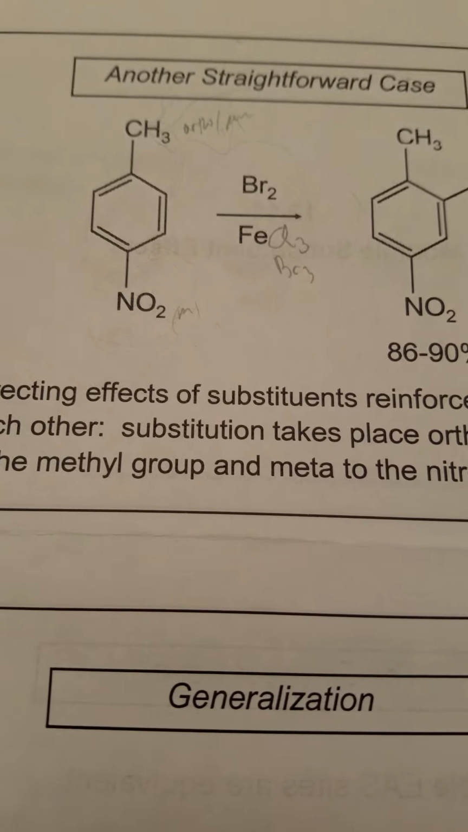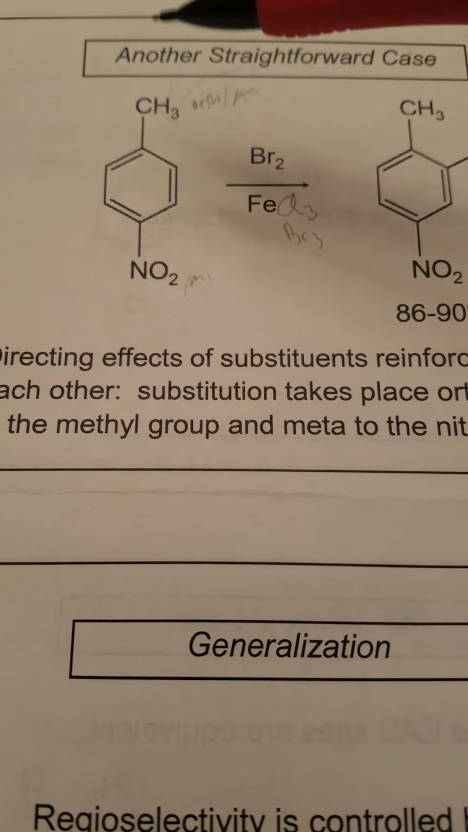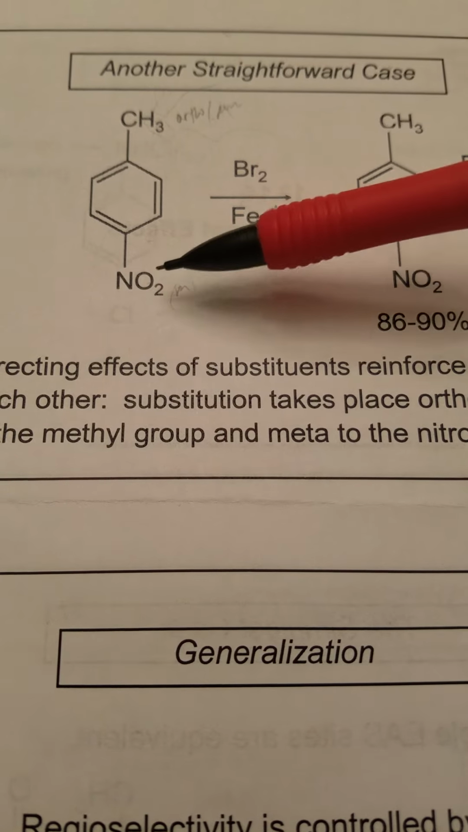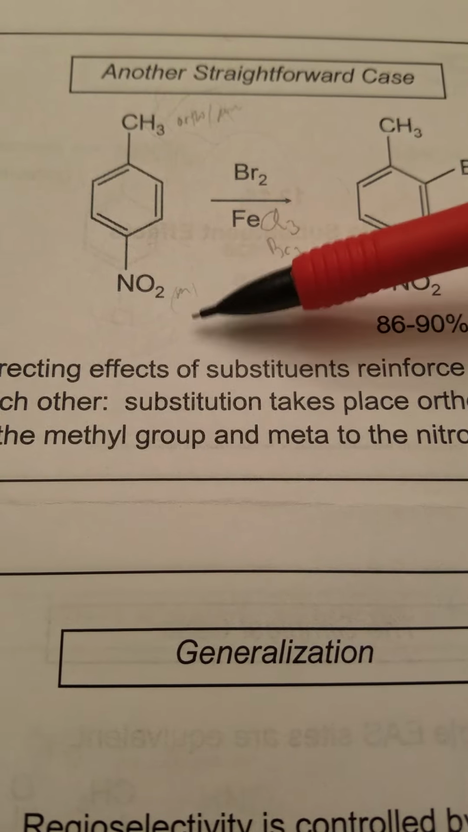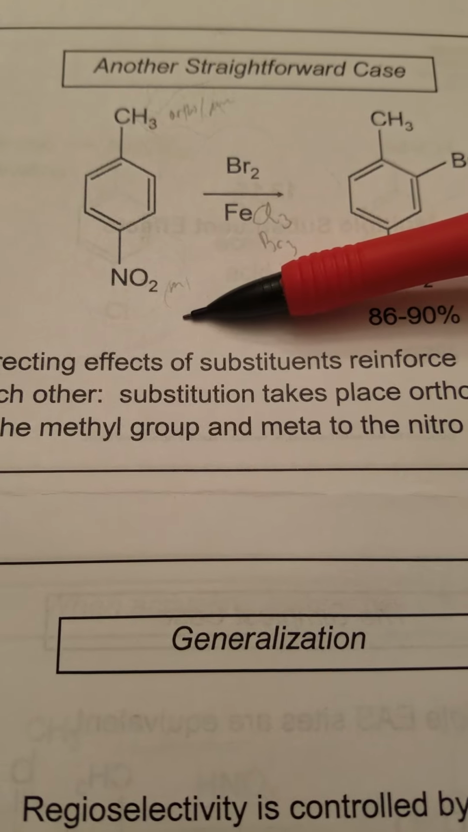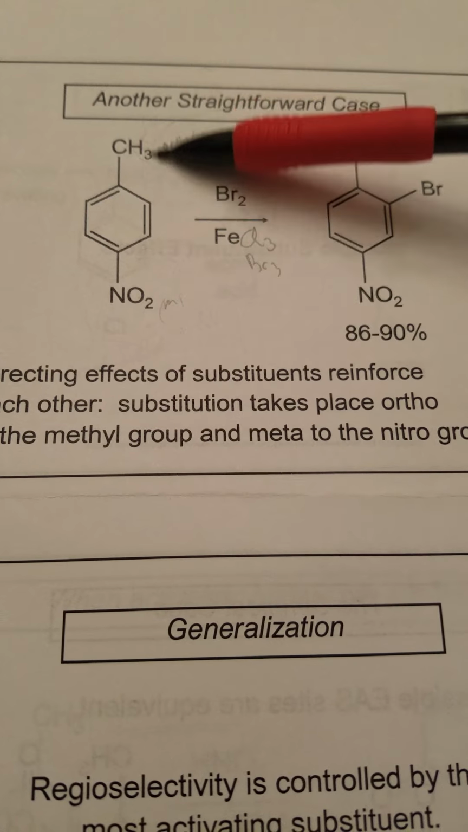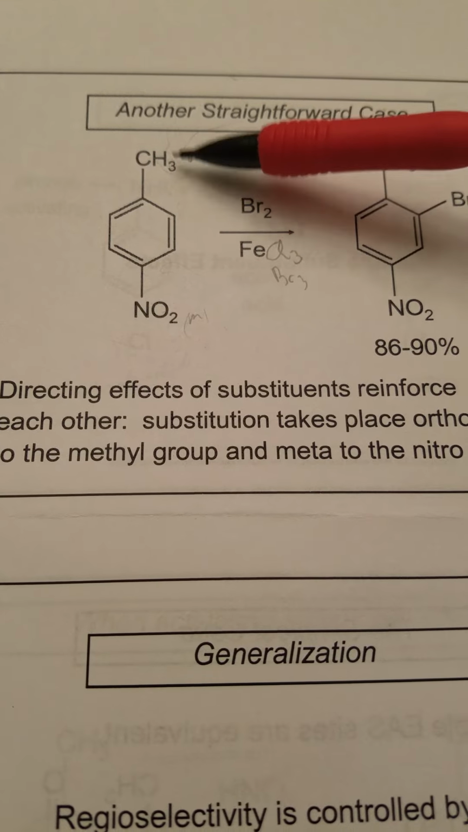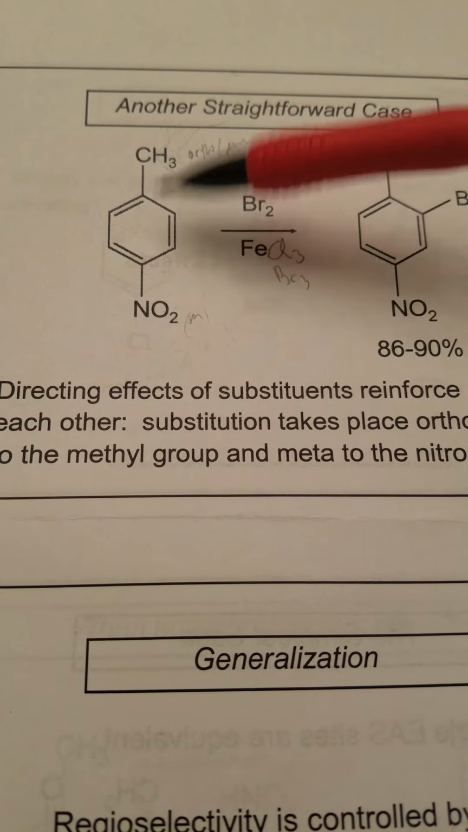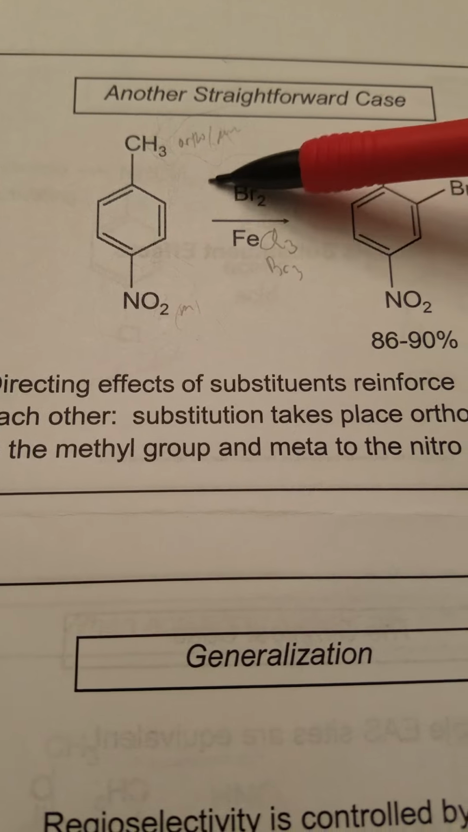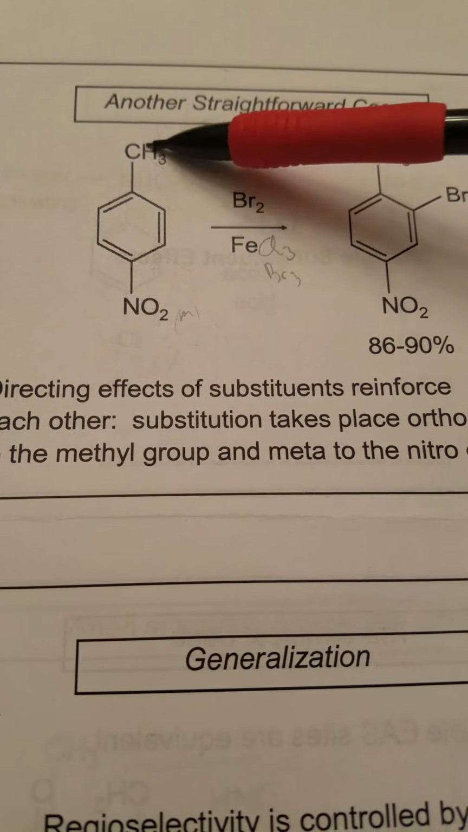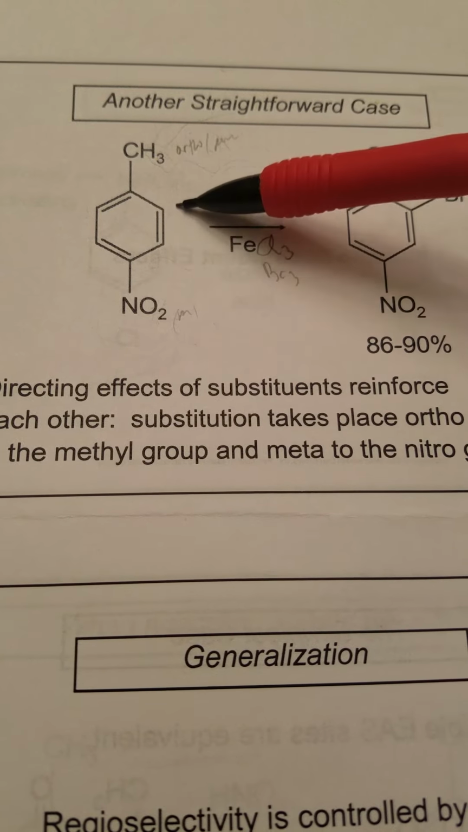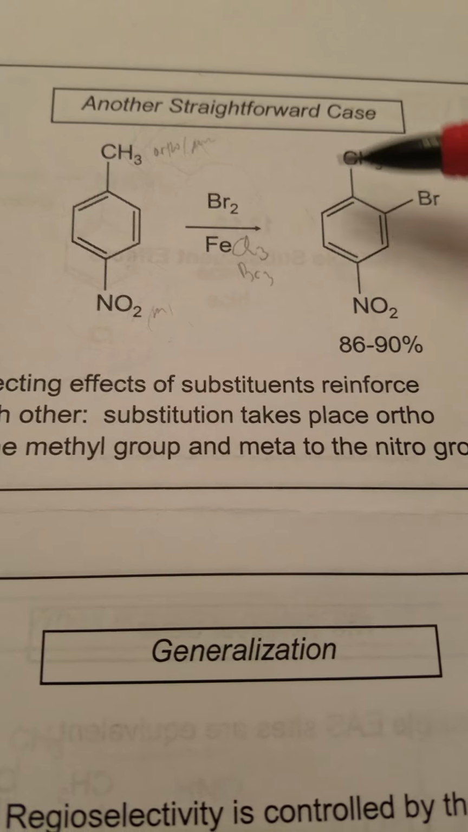Now if you have something along these lines, at the top you have a methyl group, which is an ortho-para director, and at the bottom you have a nitro group, which is a meta-director. If you can satisfy both of the groups that are present, that's what you will do. So obviously you can't put anything para because something is already para here. So this bromine is going to go ortho to our methyl group, which will also make it meta to the nitro group, both being satisfied.